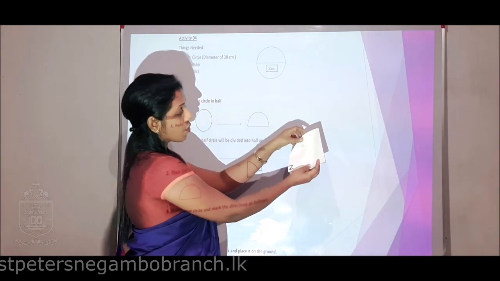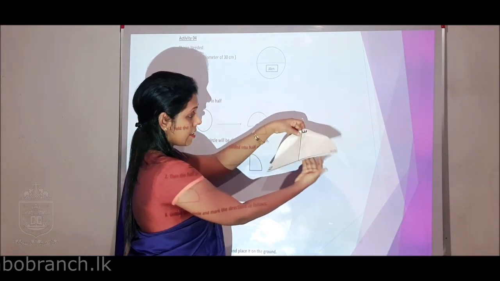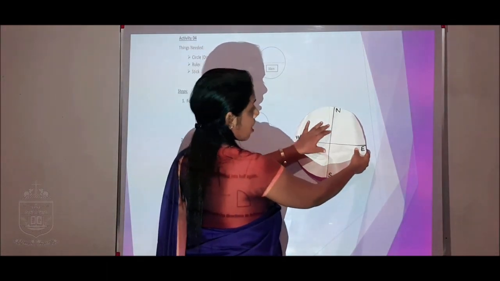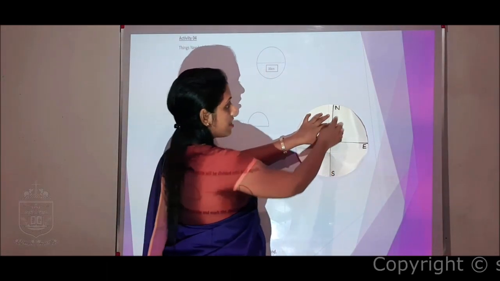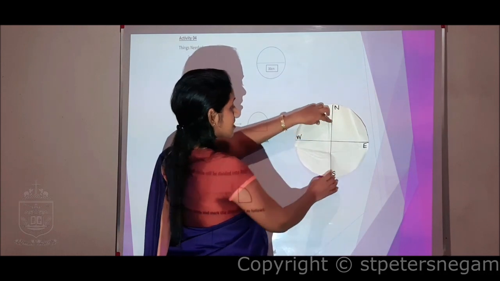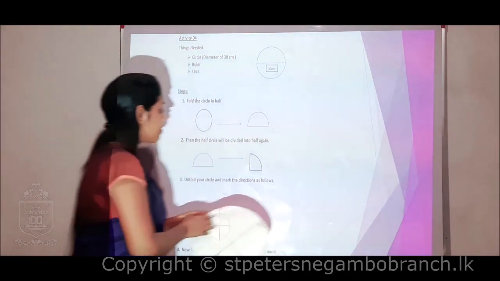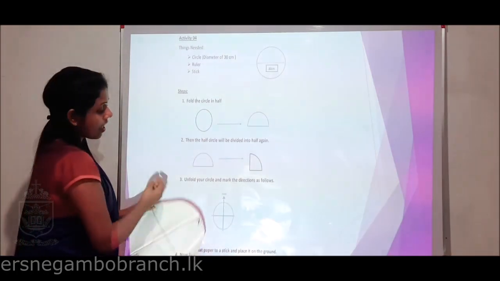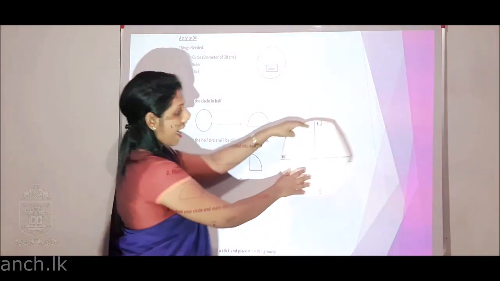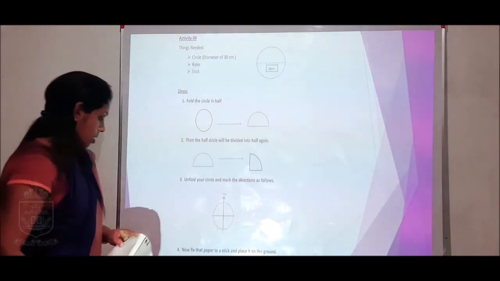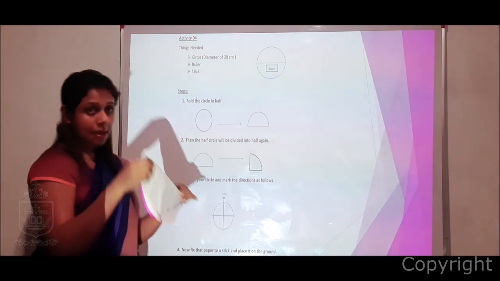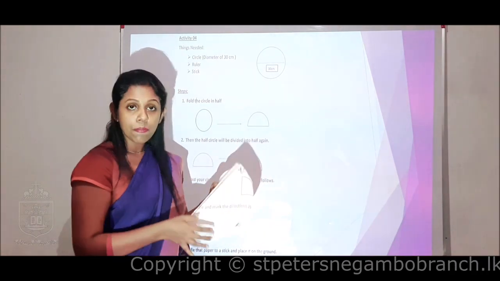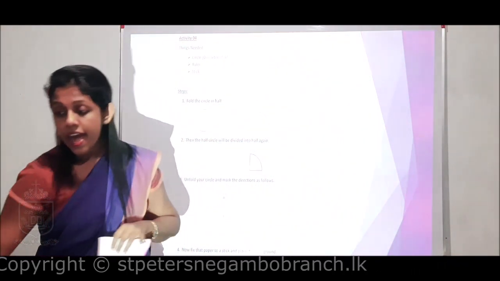Okay. So you can unfold the circle and you can write down the directions as we discussed earlier: north, east, south, west. I have given all the instructions here. You have to read the instructions carefully and then you can do the activity. Now you have to fix this paper to a stick and you can place it on the ground. With the help of your parents, you can do the activity.